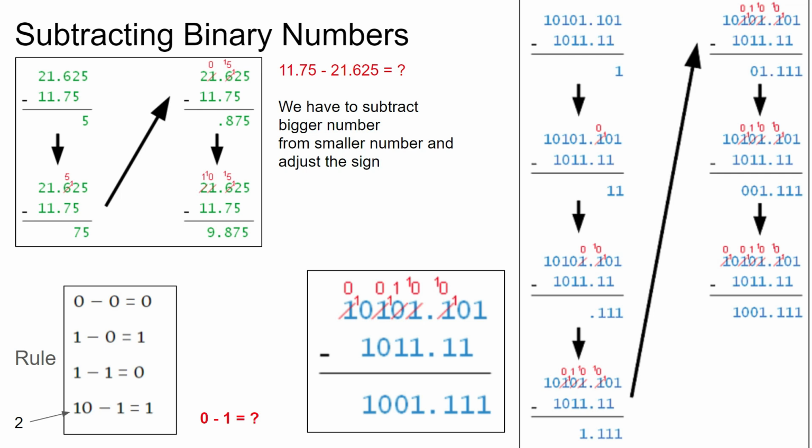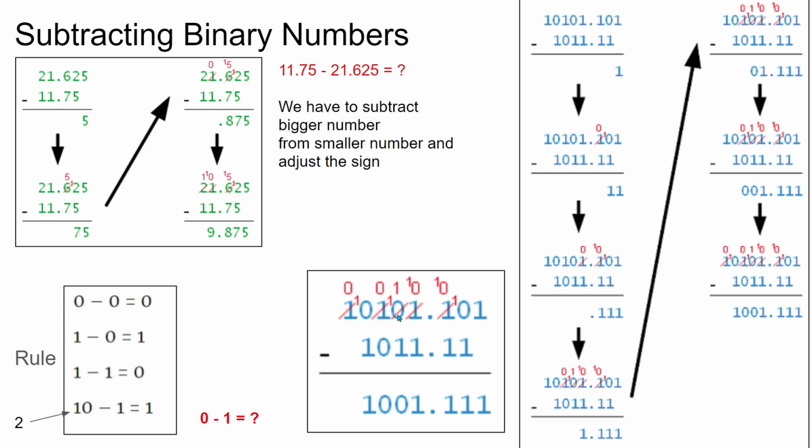10 means 2 in decimal, so if you subtract 1 from 2, it becomes 1. And if we have to subtract 1 from a 0, we cannot subtract it, so we have to take a borrow from the next bit, and then 0 becomes 10, and then we can subtract it. Let's see this example.